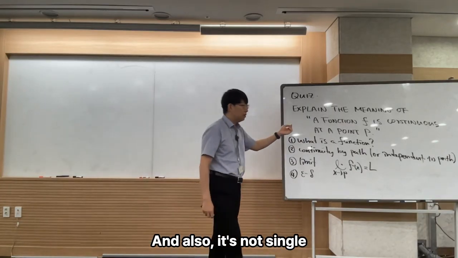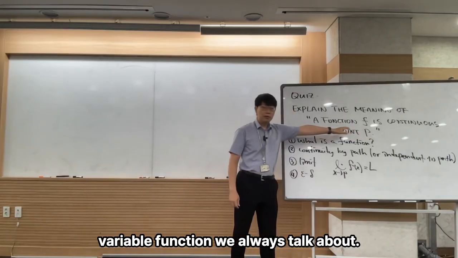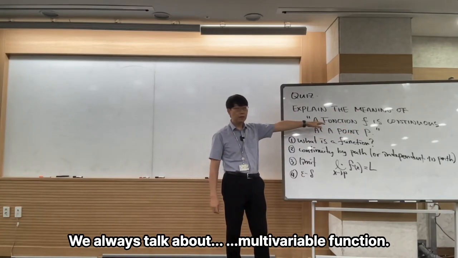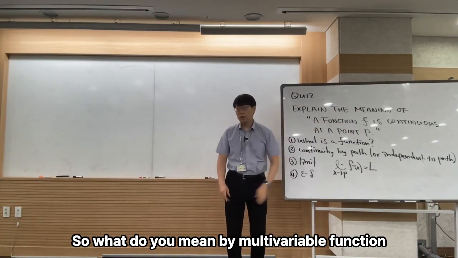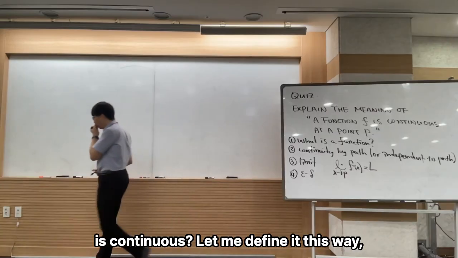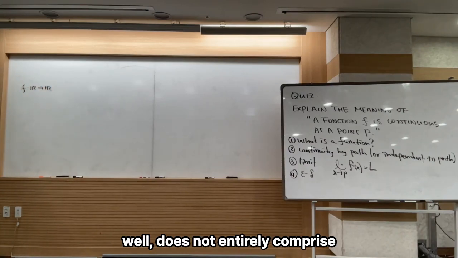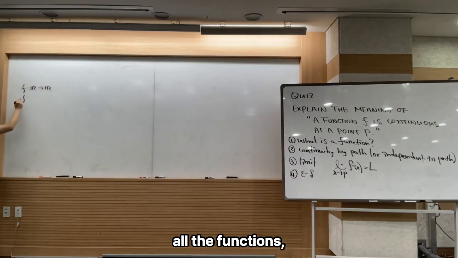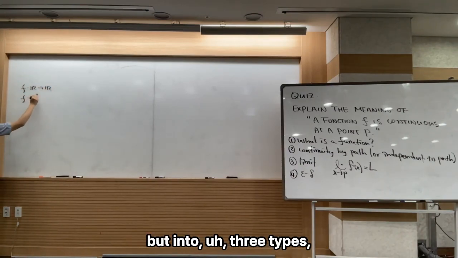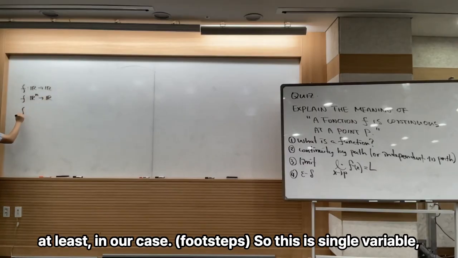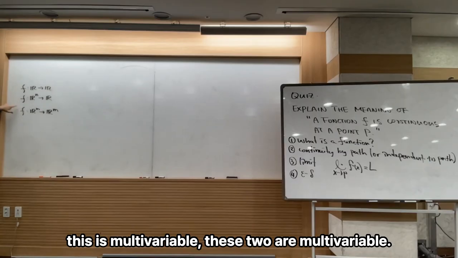And also, it's not the single variable function we always talk about. We always talk about multivariable functions. So what do you mean by a multivariable function is continuous? Let me define it this way. You can classify functions, well, not entirely comprising all the functions, but into three types at least in our case. So this is single variable, this is multivariable, these two are multivariable.